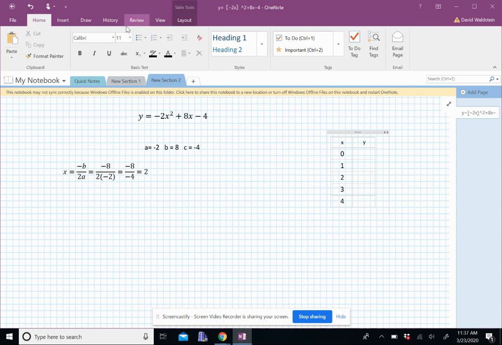And now we're going to pick y-coordinates. All we need to do for the y-coordinates is plug these 5 values into our original equation. So when I plug in 0, I get a y value of negative 4. When I plug in 1, I get a y value of 2. When I plug in 2, I get a y value of 4. When I plug in 3, I get a y value of 2. And when I plug in 4, I get a y value of negative 4.